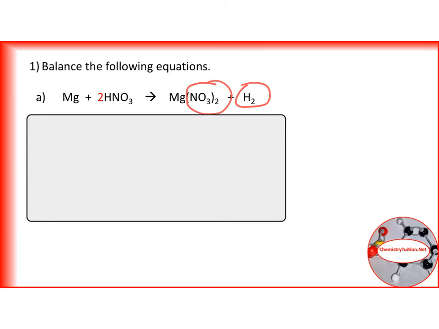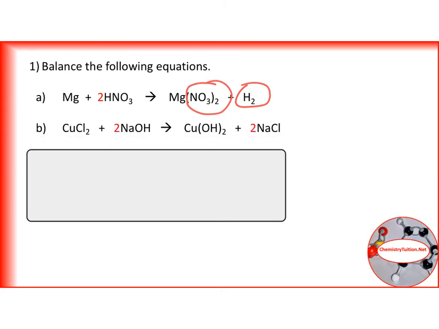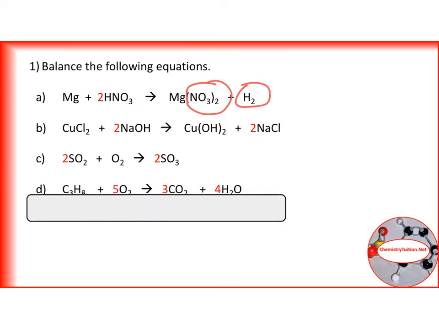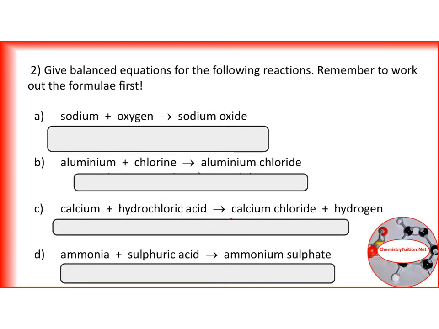Let's have a go at the next one. We're going to need two sodium hydroxides and make two sodium chlorides for that to be balanced. For C, two SO2s and two SO3s to become balanced. And our final one is 5 oxygens, 3 carbon dioxides, and 4 waters. So now we have to not only balance the equation, but also make sure we have the formulae right. A few to catch you out there, but I'm sure you spotted them.